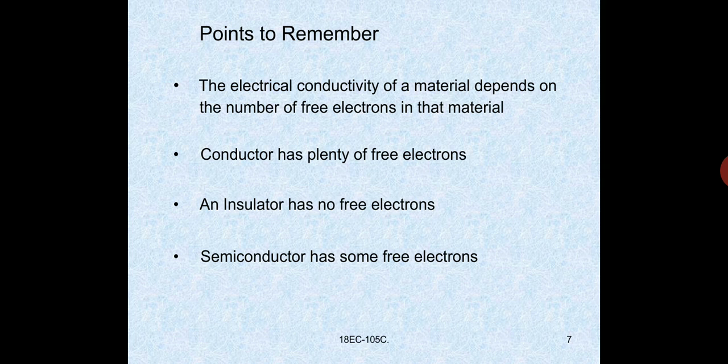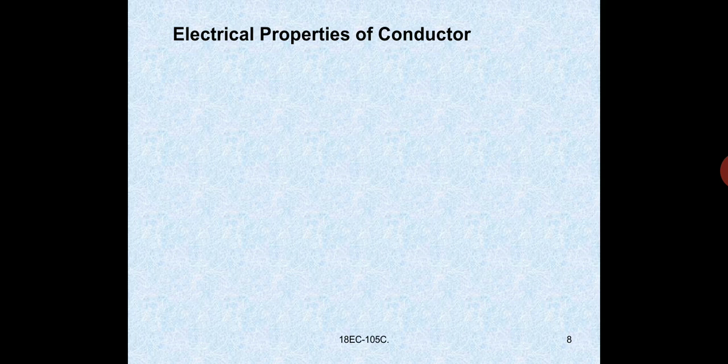Semiconductors are the ones which have some free electrons. So these are the materials which are having very few electrons for carrying conductors, but under certain conditions only it will allow the current to pass. It will have a conductivity. Now let us see the electrical properties of a conductor.